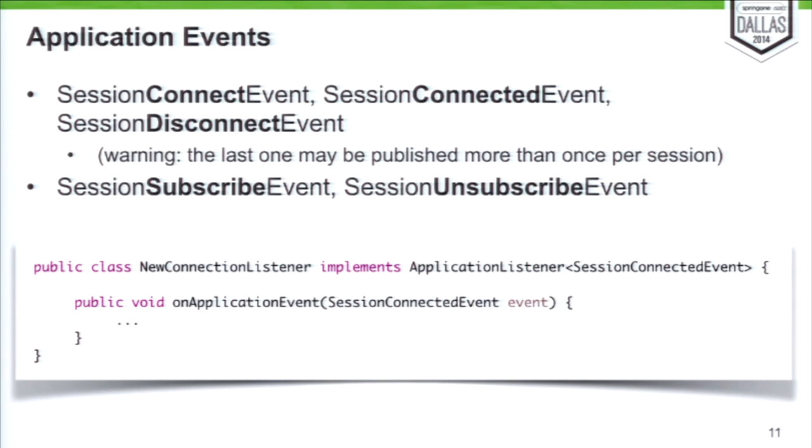Here's an example of how to implement your own application listener. We are creating a listener for the session connected event. That will happen when the client is successfully connected. This event will give you the session ID and many other attributes which are useful to identify this new session.